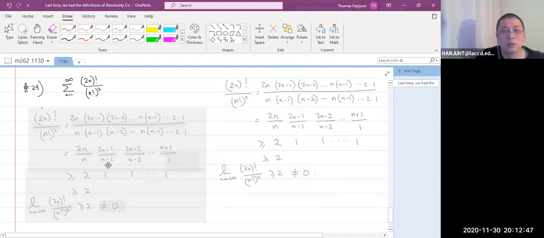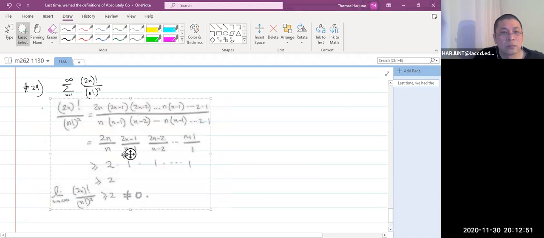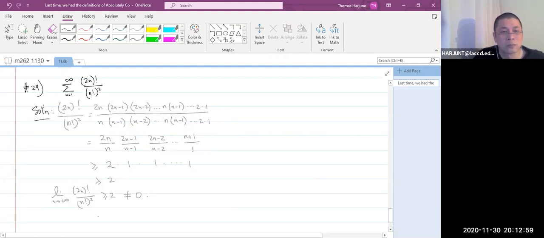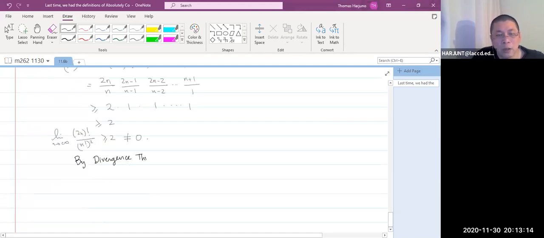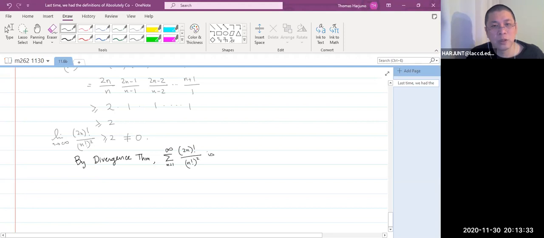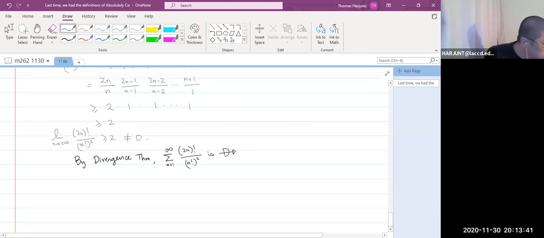It's quite detailed. So, solution by divergence theorem. By the way, in calculus 3, divergence theorem refers to something else. By divergence theorem, then the series from 1 to infinity of 2n factorial over n factorial squared is divergent.